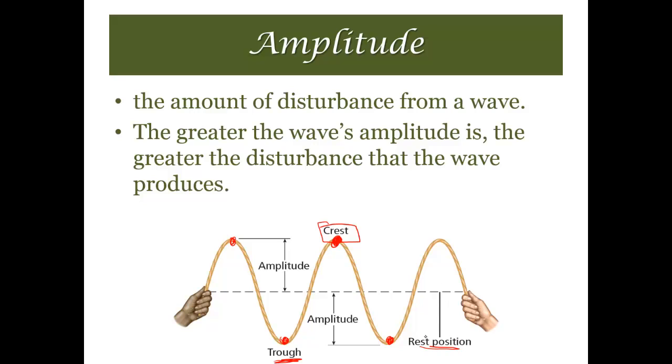Now, something else you need to identify, the height of a particular wave is called the amplitude. So, the height of this particular wave, that's that amplitude. They call the amplitude the amount of the disturbance from a wave. So, the greater the wave's amplitude is, the greater the disturbance the waves produce. So, basically the higher it is, the more the amplitude is. Easy enough.